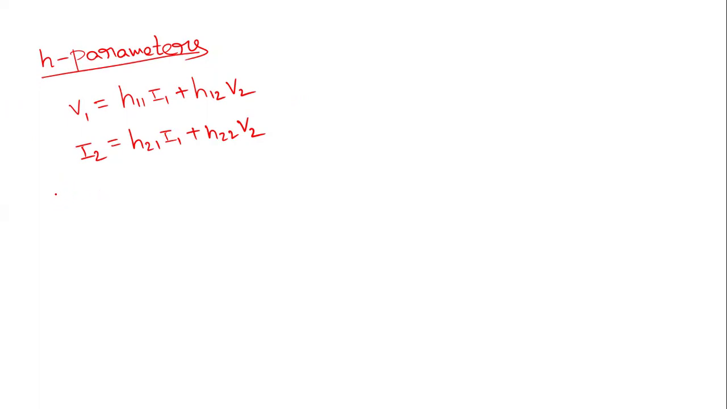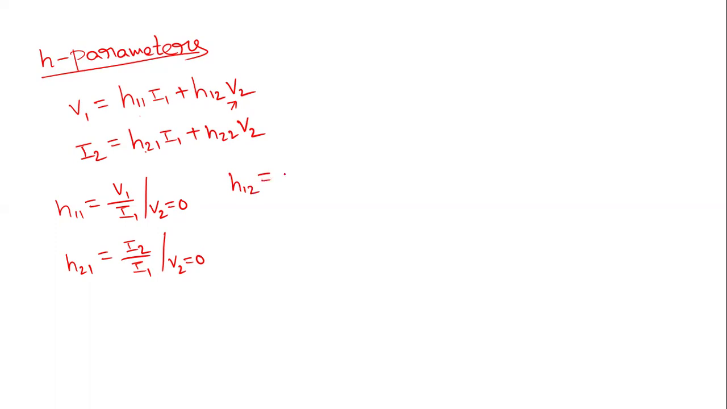So the individual H parameters can be represented as follows. To find H11 and H21, we need to put V2 as 0. So what is H11? V1 by I1 with V2 0. What is H21? I2 by I1 with V2 0.